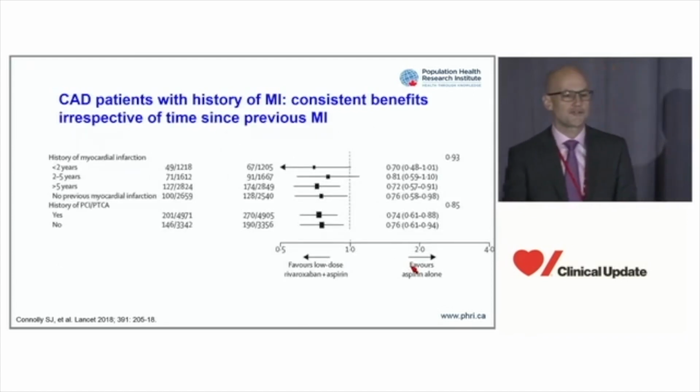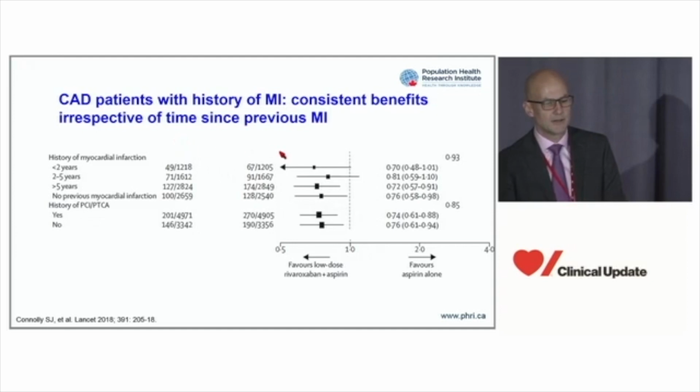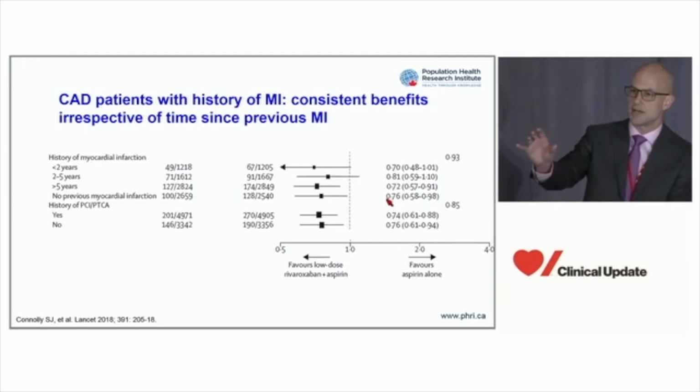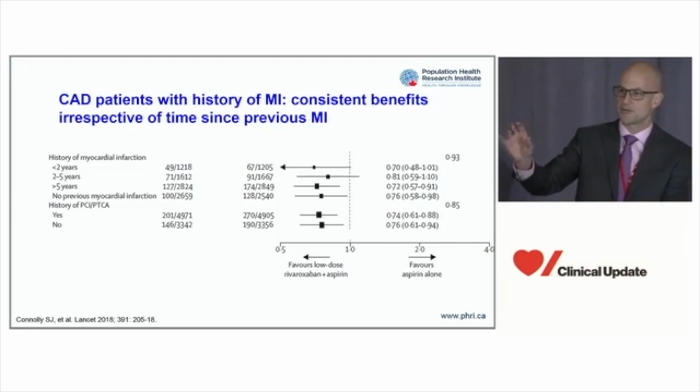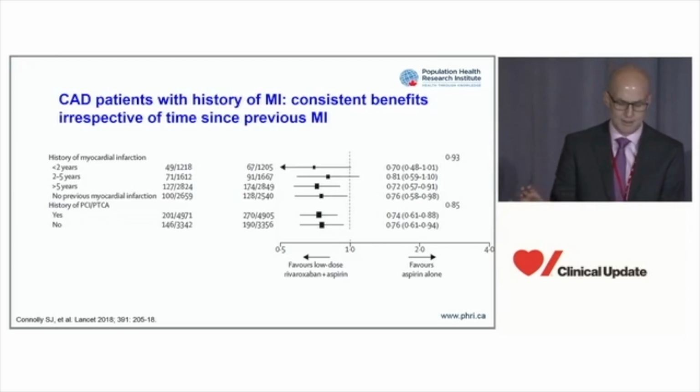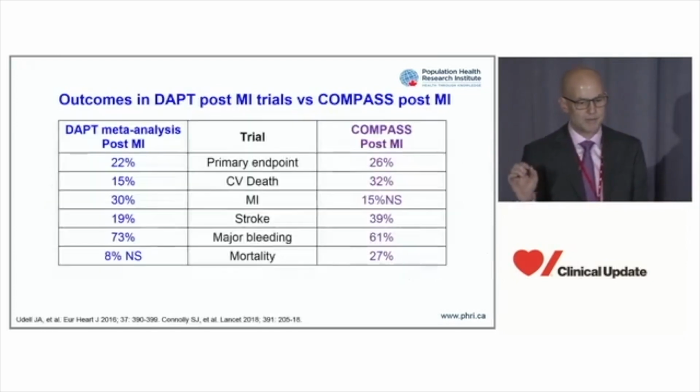If we look at the treatment effects of rivaroxaban plus aspirin versus aspirin by year of recruitment post-MI, we see very consistent reductions in major adverse cardiovascular events, somewhere between 20 and 30%. So it doesn't matter when you start this dual pathway treatment with rivaroxaban. In the post-MI setting, you will achieve substantial benefits.